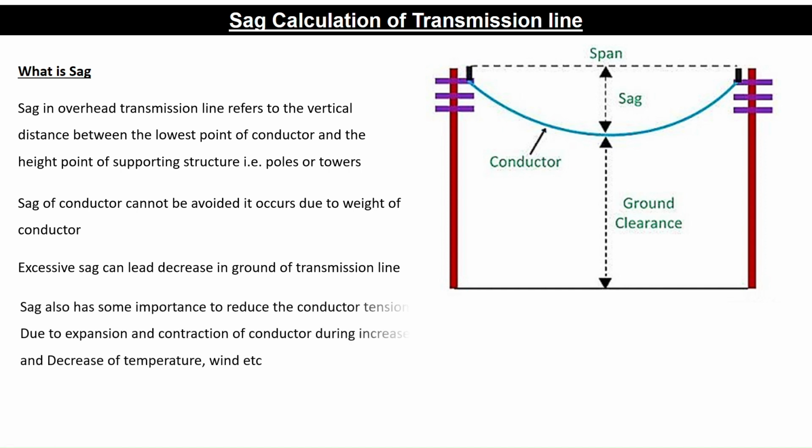Sag has some importance to reduce the conductor tension due to expansion and contraction of the conductor during increase and decrease of temperature and wind, etc. At that time, the sag reduces the tension on the conductor.